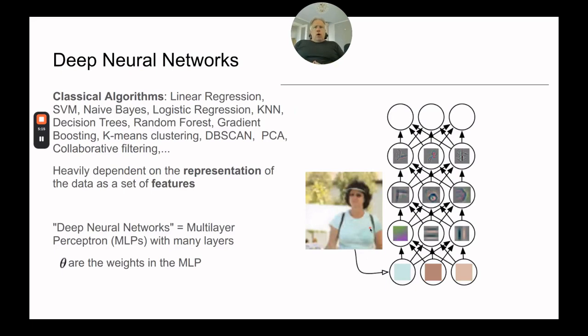Right. Okay. So what we're going to focus on in today's lecture is a subset of machine learning, which is focused on deep neural networks. A lot of the classical learning algorithms, here's a list of some of them: linear regression, support vector machines, naive Bayes, logistic regression, k nearest neighbors, decision trees, random forest, gradient boosting. There's a bunch of different sub techniques there as well. K-means clustering, DBSCAN, principal component analysis, collaborative filtering.